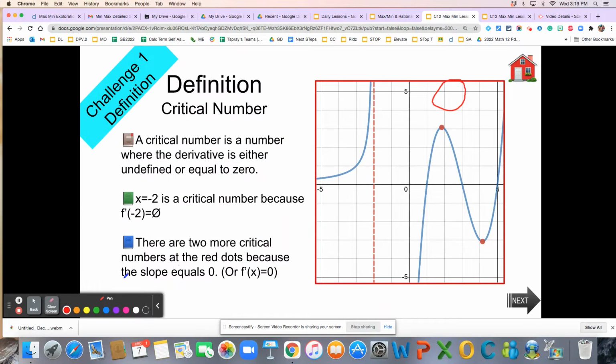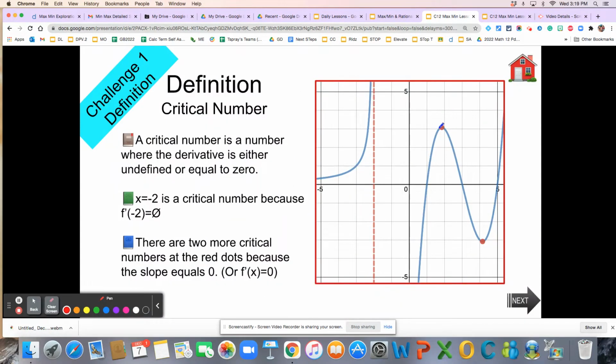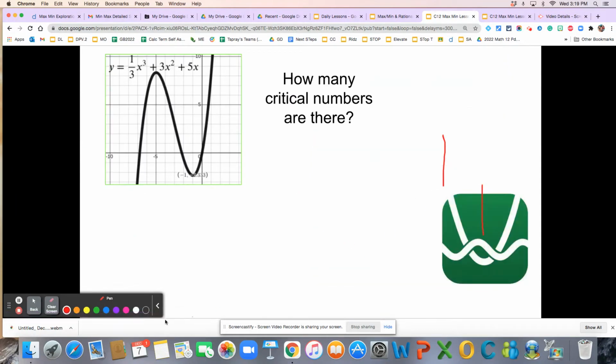Okay, let's define critical number. Again, you know that there's a critical number right here and right there, whatever those x values are, that's the critical numbers. There's another time a critical number happens, and that happens when the slope is undefined. That happens in instances where the slope, where the curve is approaching infinity or negative infinity. So let's make sure you've got that.